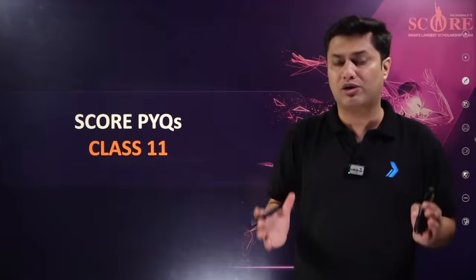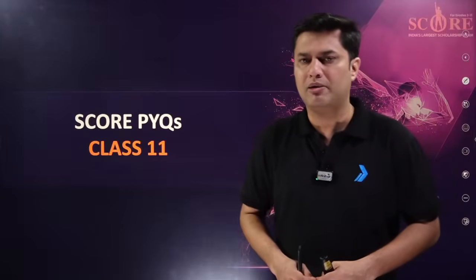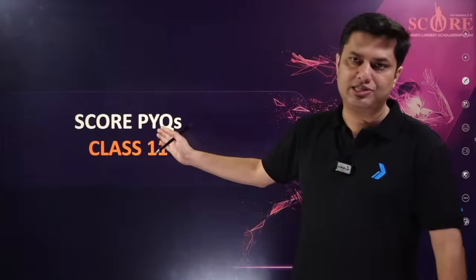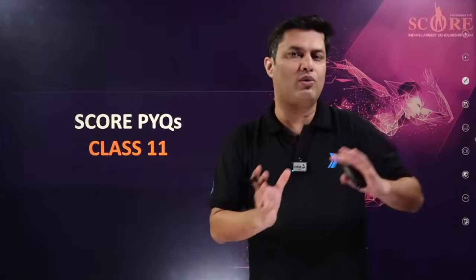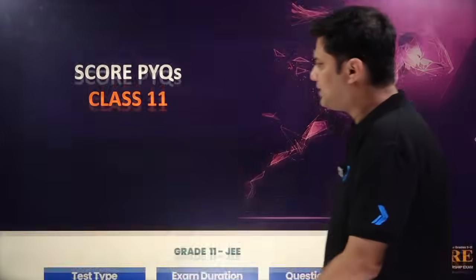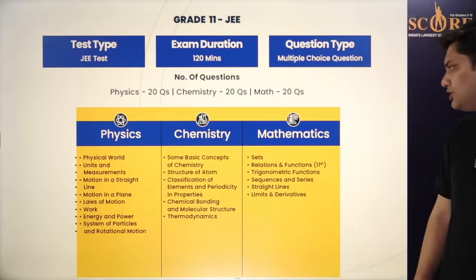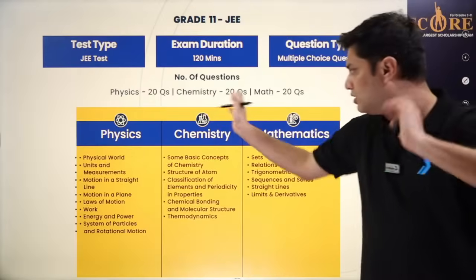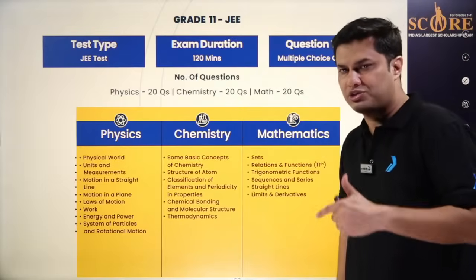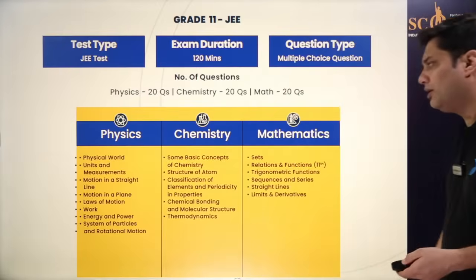This is the mathematics session for class 11th students, and we are preparing for the SCORE exam, which is happening on 28th September and 12th October. This session is regarding the SCORE PYQs, like how the paper will come and what type of questions will occur in your exam. But first, let me tell you the syllabus and the time duration of the exam. For class 11 students, physics, chemistry and maths all have 20 questions, total 60 questions in 2 hours. The mathematics syllabus is sets, relations and functions, trigonometry, sequences and series, straight lines, and limits and derivatives.